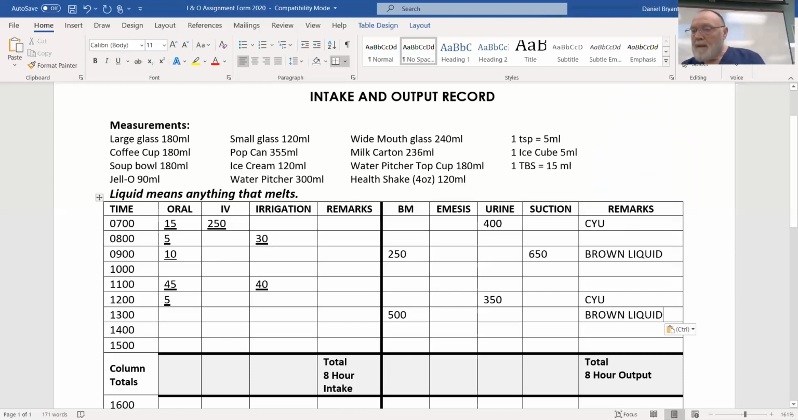Okay, and got him all cleaned up. He wants 1 ice cube and he takes 1 teaspoon of water. Ice cube and teaspoon of water is going to be 10 ml. Ice cube 5 and teaspoon is 5, so he gets 10 there.